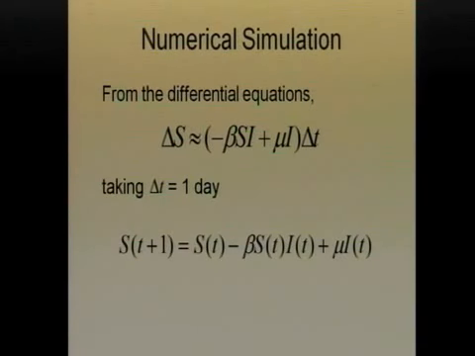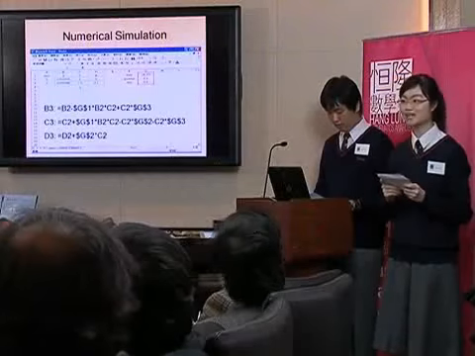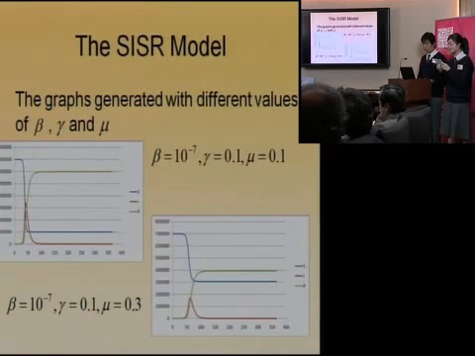From the differential equations, delta S approximately equals (negative beta SI plus mu I) times delta T. We approximate the value of S at time t by the following sequence, in which we take delta T as 1 day. In the Excel, the first row shows the initial values of S, I, and R. From the second row onwards, we use formulas to generate the sequence which represents the values of S, I, and R over time. We can change the values of beta, gamma, and mu. And now we generate the graph by Excel with different values of beta, gamma, and mu.